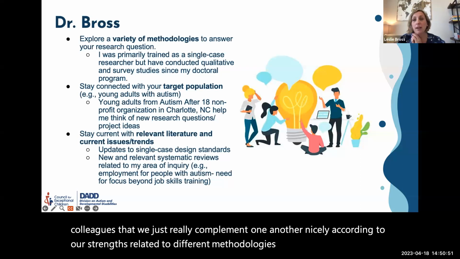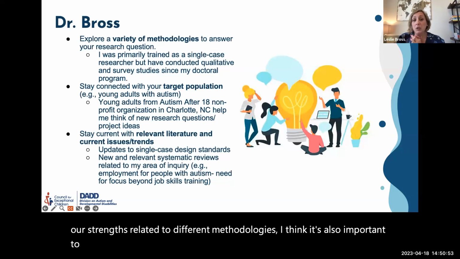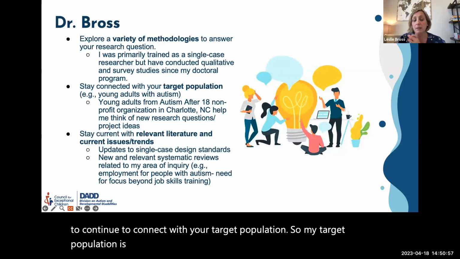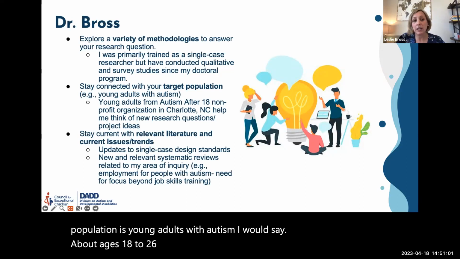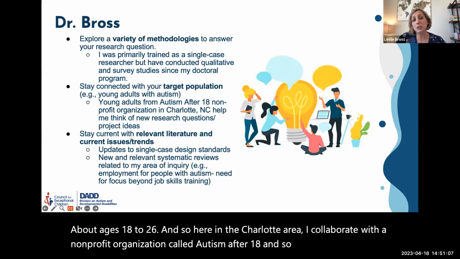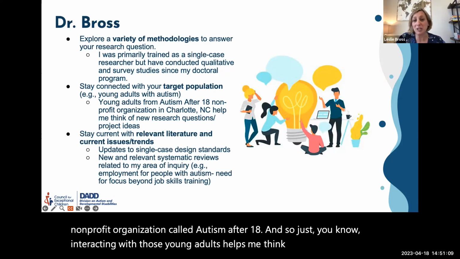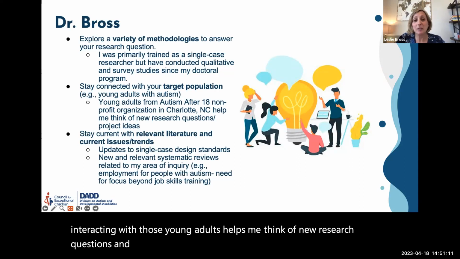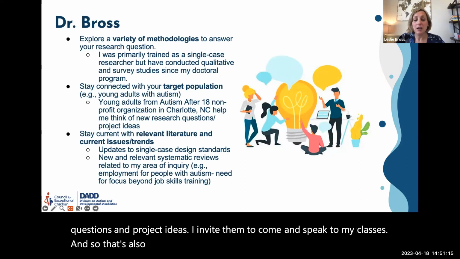I think it's also important to continue to connect with your target population. My target population is young adults with autism, I would say about ages 18 to 26. And so here in the Charlotte area, I collaborate with a nonprofit organization called Autism After 18. Just interacting with those young adults helps me think of new research questions and project ideas. I invite them to come and speak to my classes, and so that's also embedding opportunities across teaching and research.